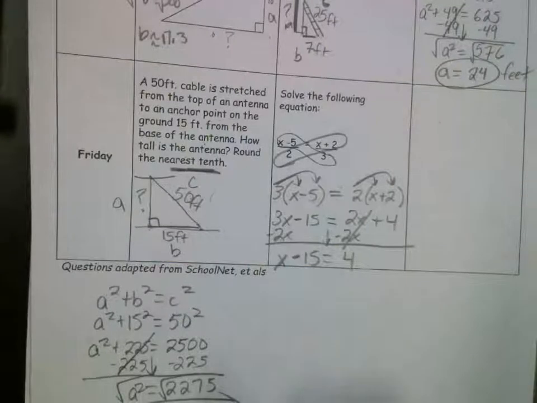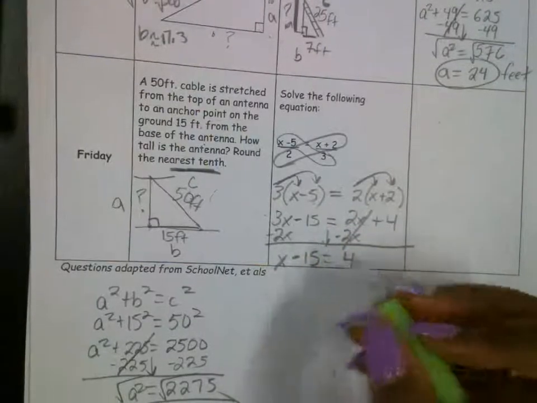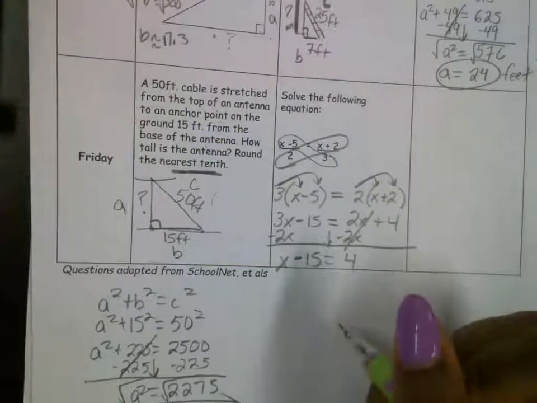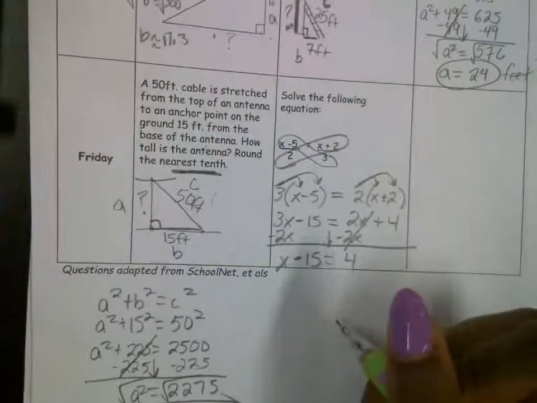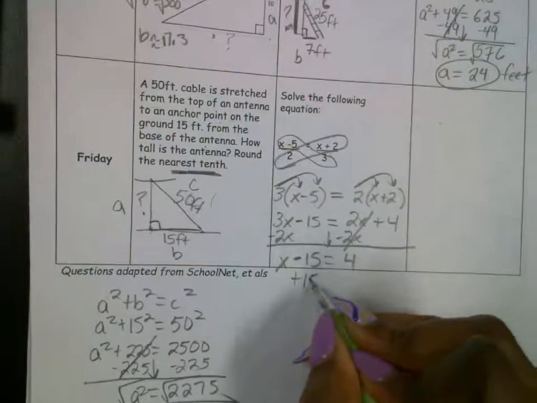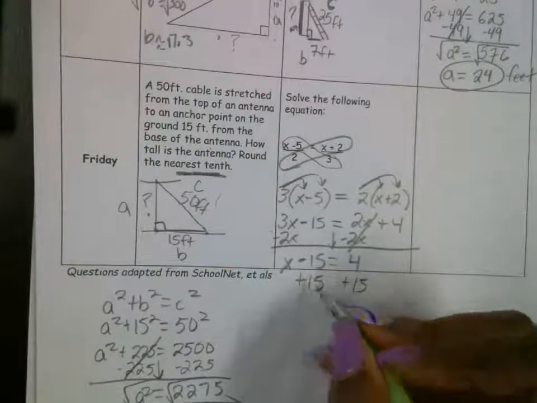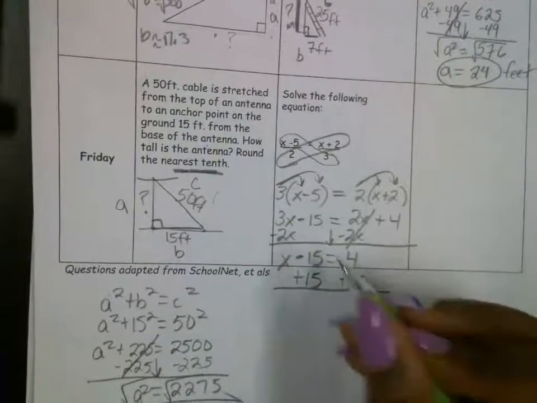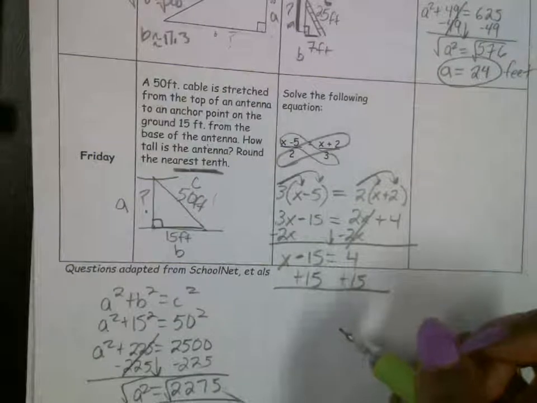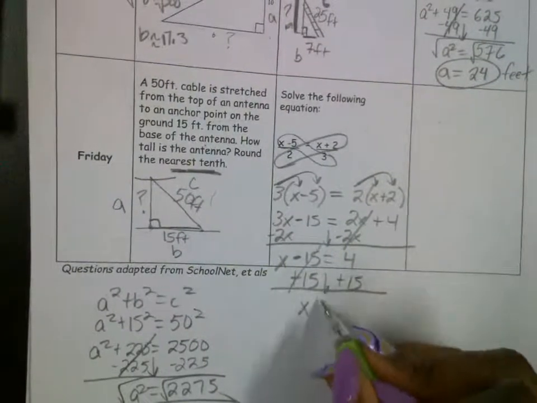Now, how do I get x by itself so I can find the value of x? Not division. Add what? 15? Add 15 to both sides. I'm going to do the opposite. The inverse of subtraction is addition. So I'm going to add 15 to get rid of the negative or minus 15. Now that this is gone, x is by itself.